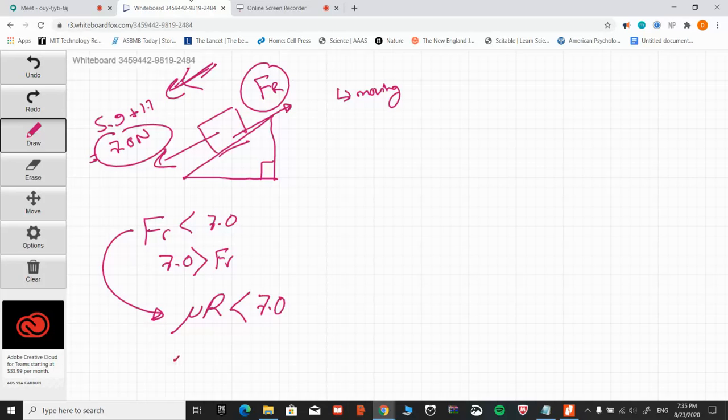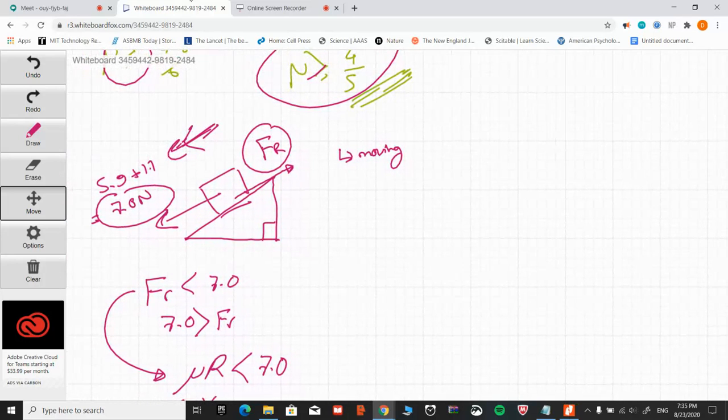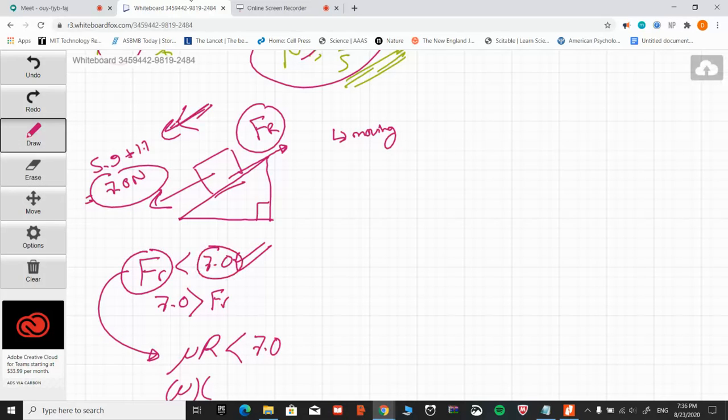So what do we know about mu? We don't know much about mu. We can... okay. So first of all, we know that the only reason the block is moving down is because the downward force overcame the upward force, being friction. And thus we can write this inequality. Friction was less than 7.